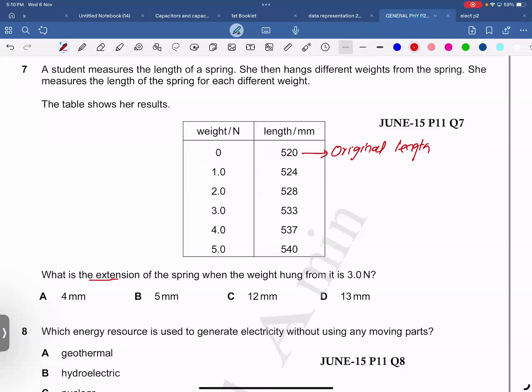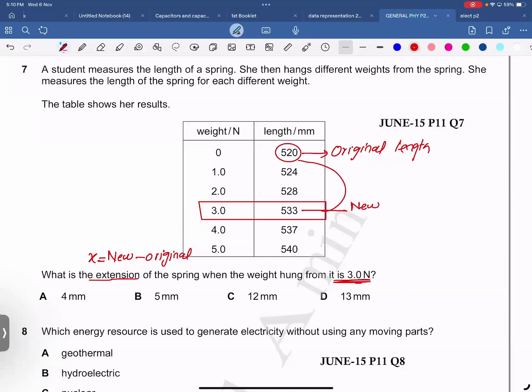Okay, what is the extension x? X is always called new length minus original length. When the weight is 3 Newton, so go to the 3 Newton. Now, this is the new length. That is the original length. So how much is the extension, students? You will subtract them. So extension will be 533 new length minus 520 original length. Answer is 13. Answer is 13 millimeters.